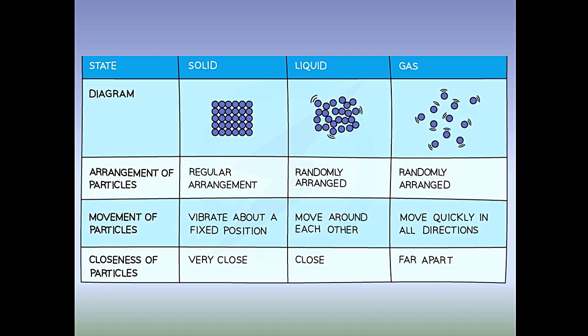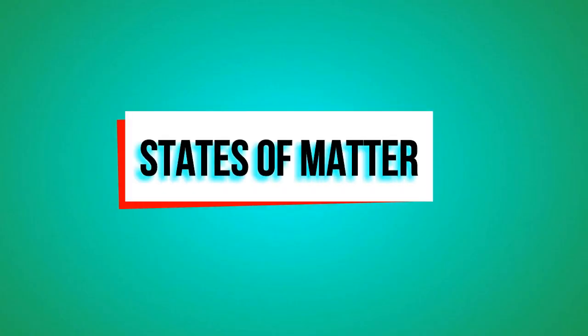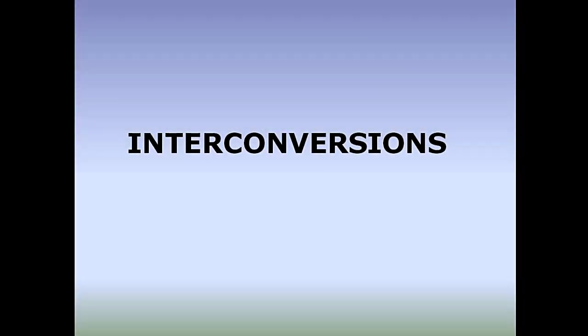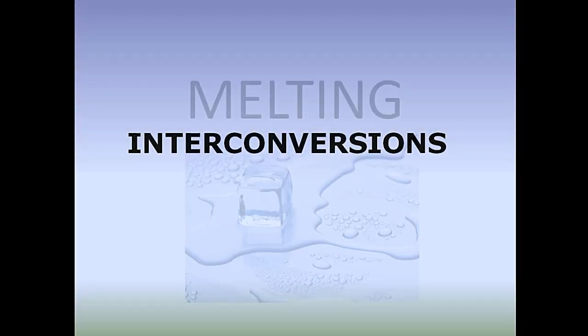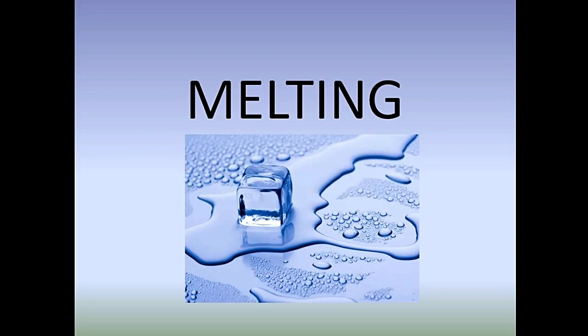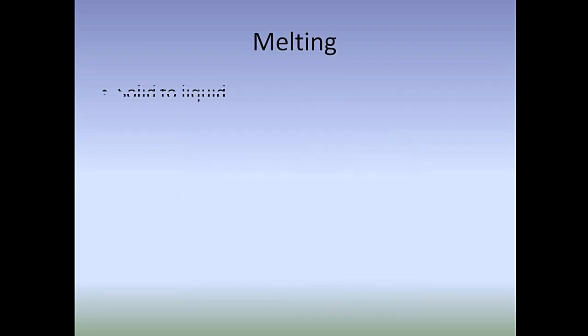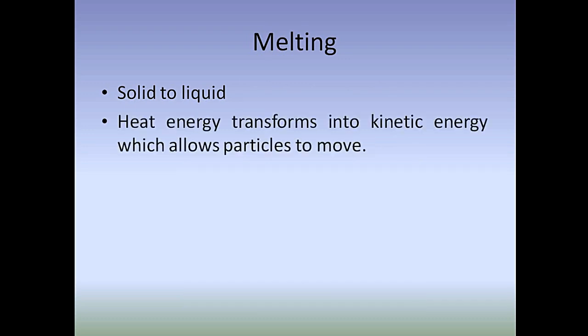Next chapter, states of matter. In this chapter, we are going to see the interconversions of the states of matter, of which the first one that we are going to see is melting. Melting is the interconversion of solid to liquid. When a solid is heated, the heat energy will be transformed into kinetic energy, which allows the particles to move.